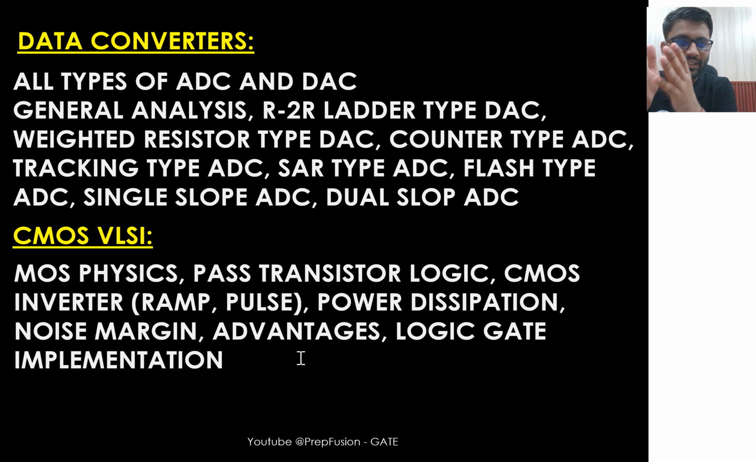We will first see the MOS physics, then pass transistor logic. We will study the CMOS inverter, pulse response, ramp response. Then we will talk about power dissipation, dynamic and static power dissipation in CMOS. Then we will talk about noise margin in CMOS, the advantages of using CMOS, and then some logic gate implementation. So some combinational circuit implementation we are going to see. It's not that I am designing a sequential circuit using CMOS, so that kind of depth we are not covering. And 95 to 97% of the companies expect only this much.